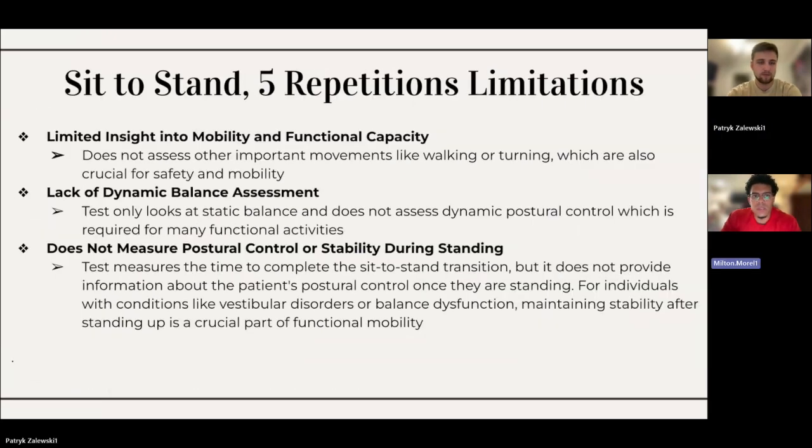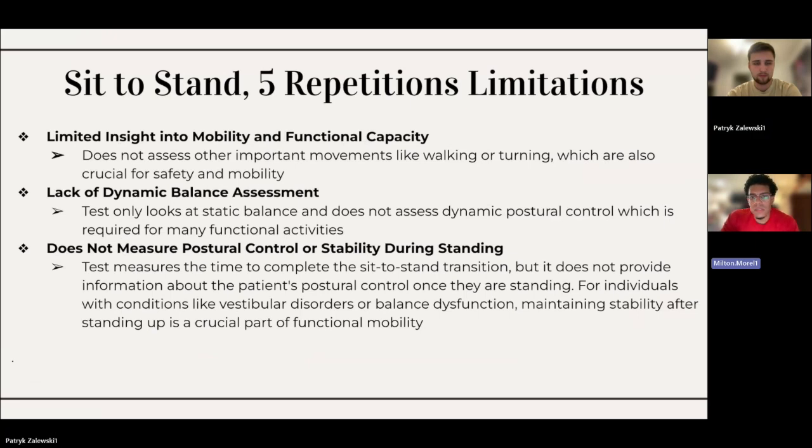And finally, what are the limitations for this one? It doesn't really assess other important movements like walking or turning, which are also crucial for our safety and our mobility. It just tests them in the sagittal plane movement. And the test only looks at static balance, like statically when they're sitting down and when they're standing up for that brief second. It doesn't really assess dynamic postural control, which is required for many other functional activities.